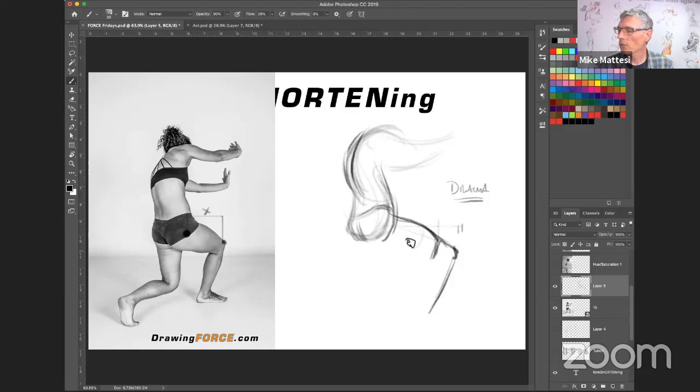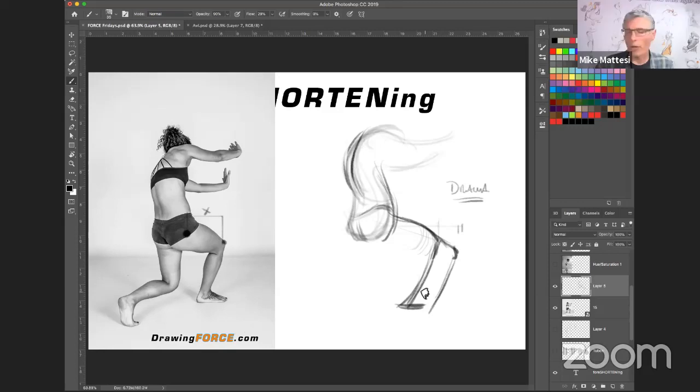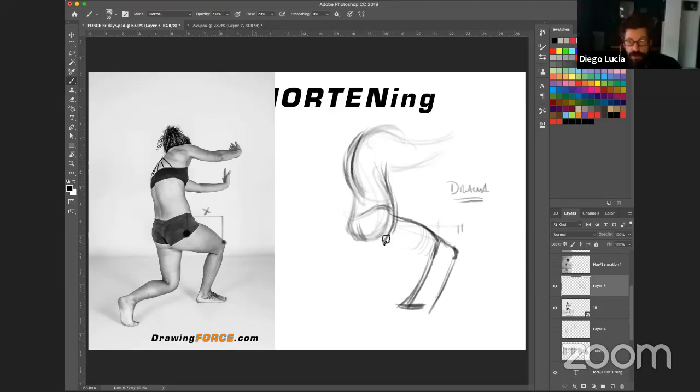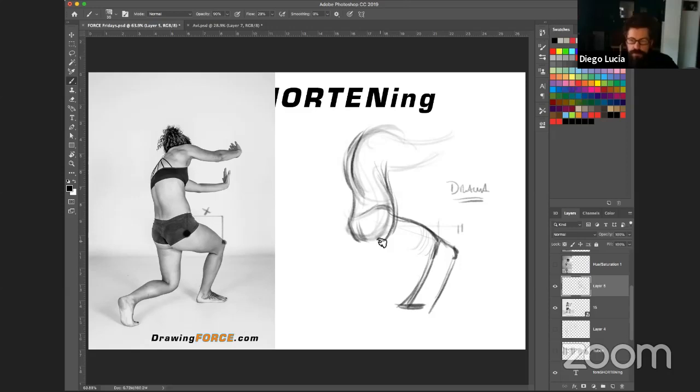All of a sudden, Mike, yeah, there are two questions, and you're kind of answering one right now. One is how do we keep proportions accurate while foreshortening, and the other one is when should a beginner or anyone else start drawing from imagination?